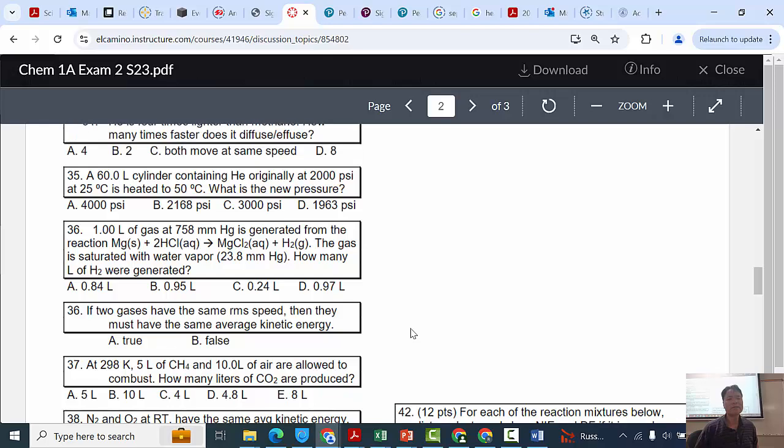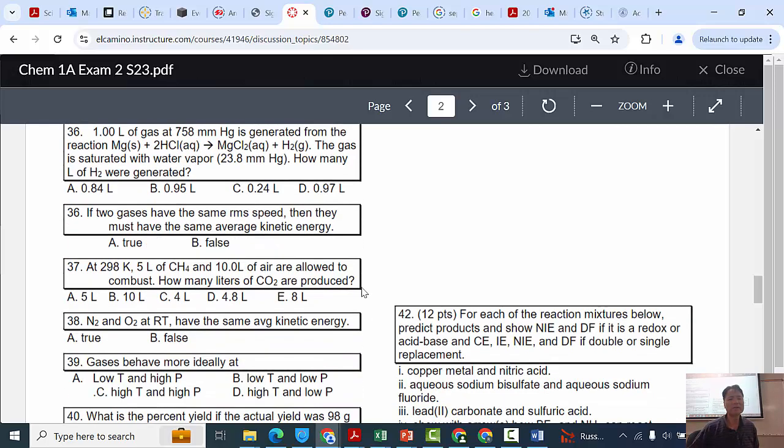If two gases have the same RMS speed, then they must have the same average kinetic energy. This is false. It's answer key. Okay, then that was a mistake on the answer key. Sorry about that. The correct answer for this is false.